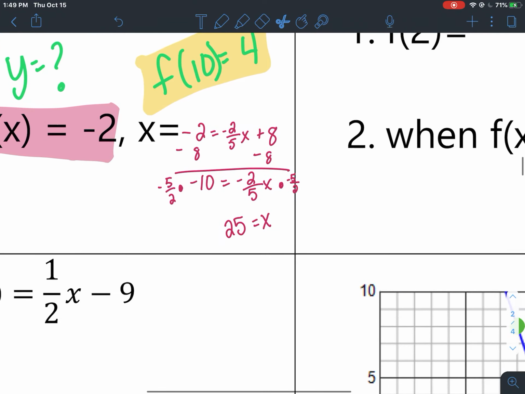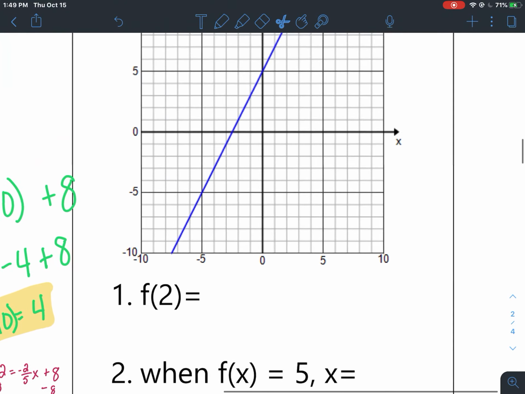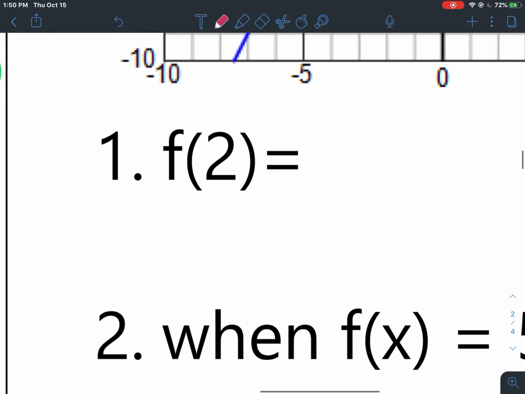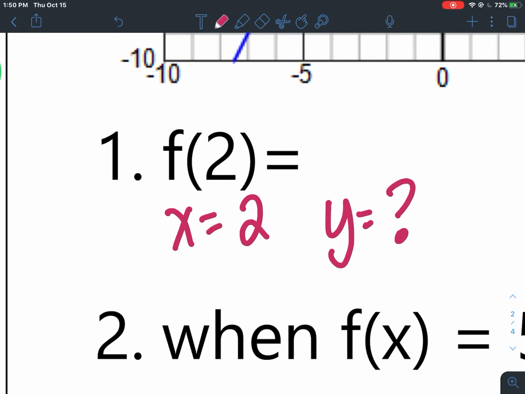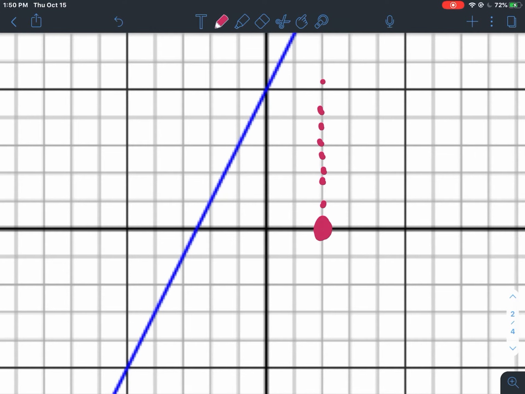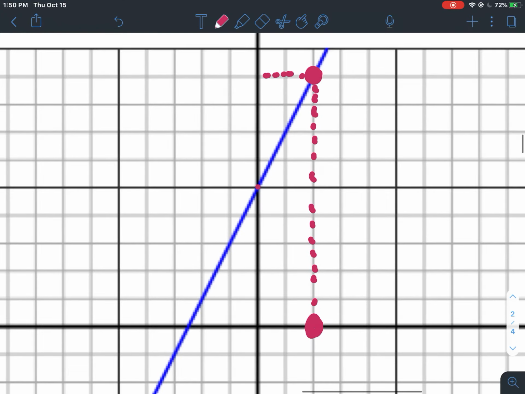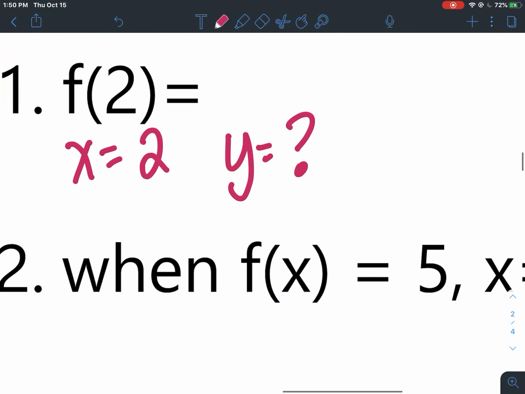All right, let's make this just a tad smaller. And then this next one, the last one that we'll do together, f of 2. So in this one, x equals 2. What does y equal? We'll go to the x-axis, we'll find 2 right here, and follow it up to find the y value. And so this is 5, 6, 7, 8, 9. So y equals 9 when x equals 2.